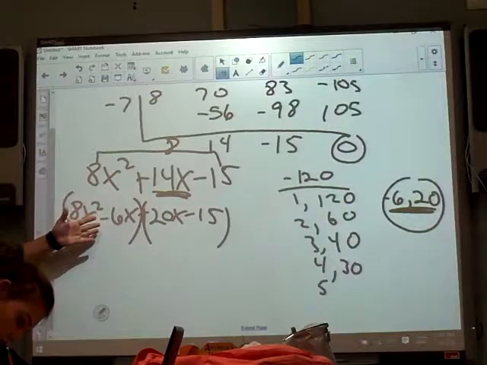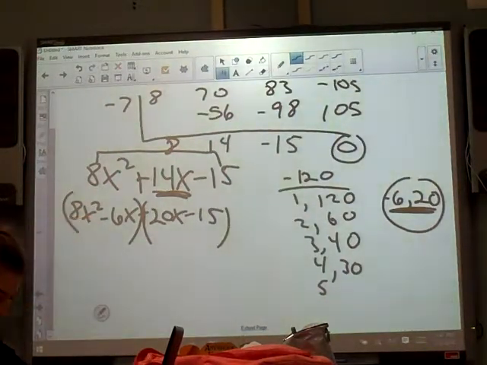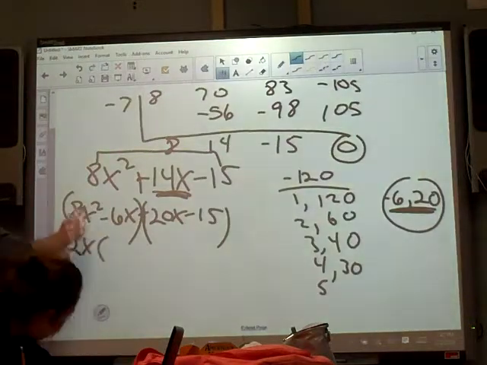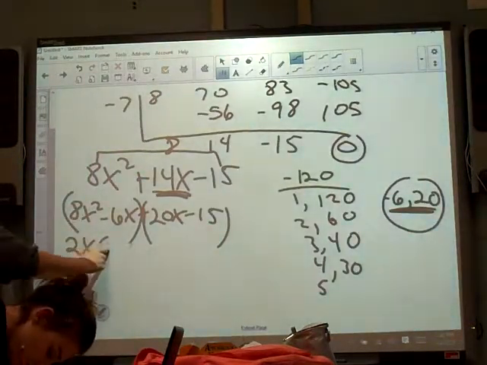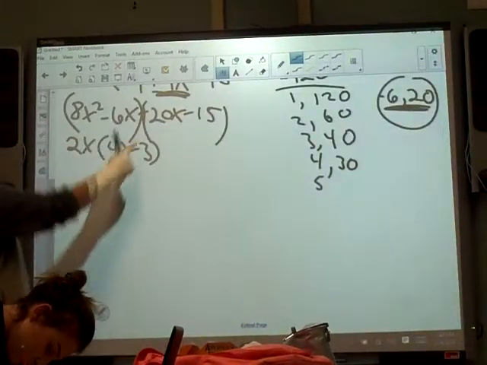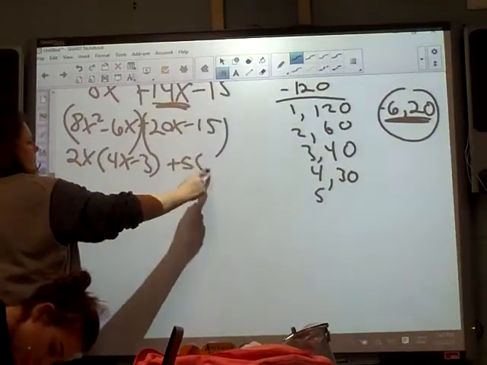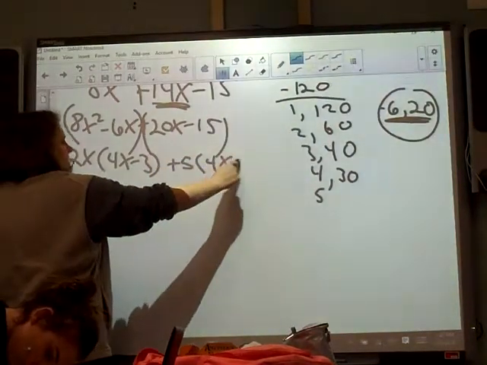What's the GCF of this first group? 2x. So we take 2x out. Good job. Leaves me, divide both these by 2x, leaves me with 4x minus 3. What's the GCF of that second group? 5. Divide both by 5. Leaves me with 4x minus 3.